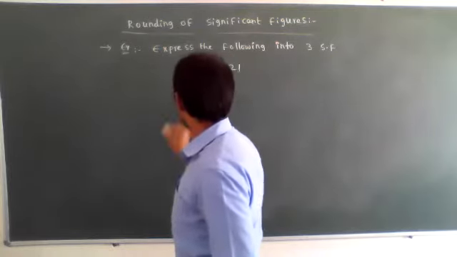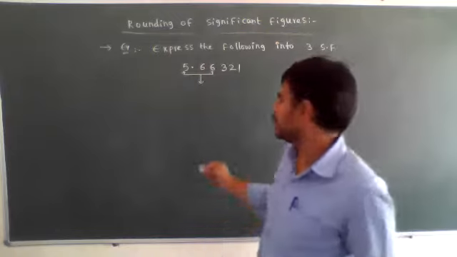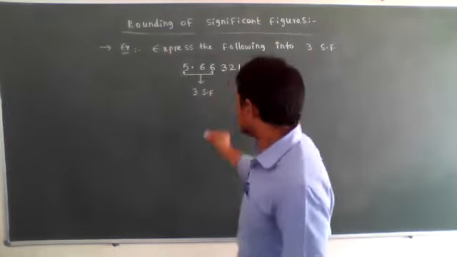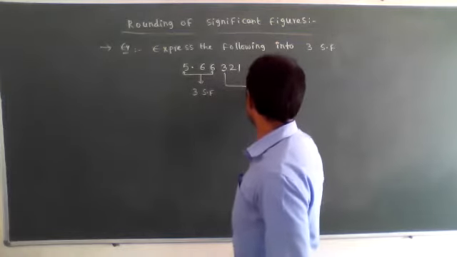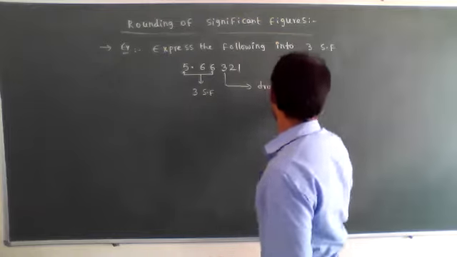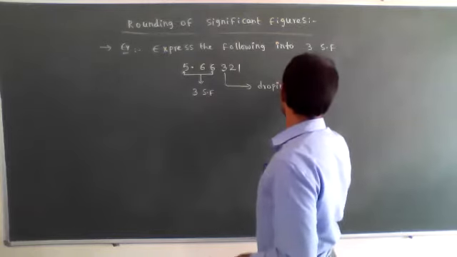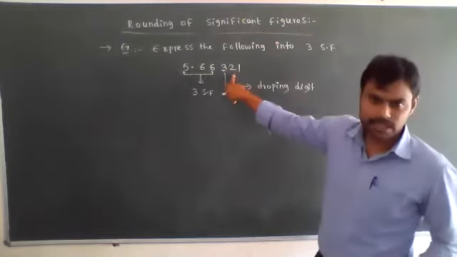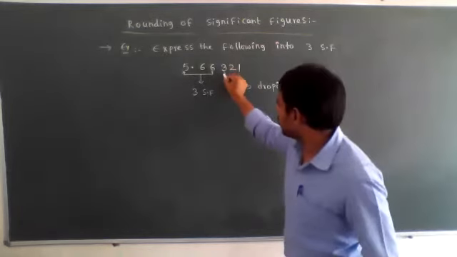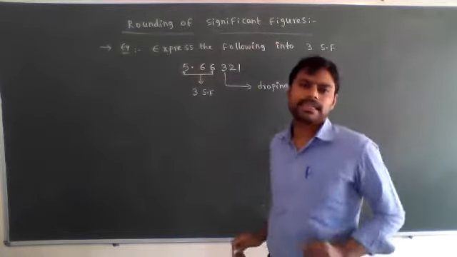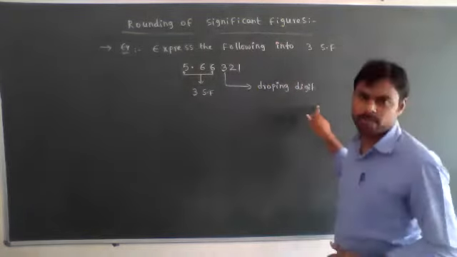So here you have to check: 5.66 has 3 significant figures, but this 3 is the dropping digit. Okay, 3 is the dropping digit. It means after the 3 we don't consider the digits while writing the resultant value. That's why it is called the dropping digit.